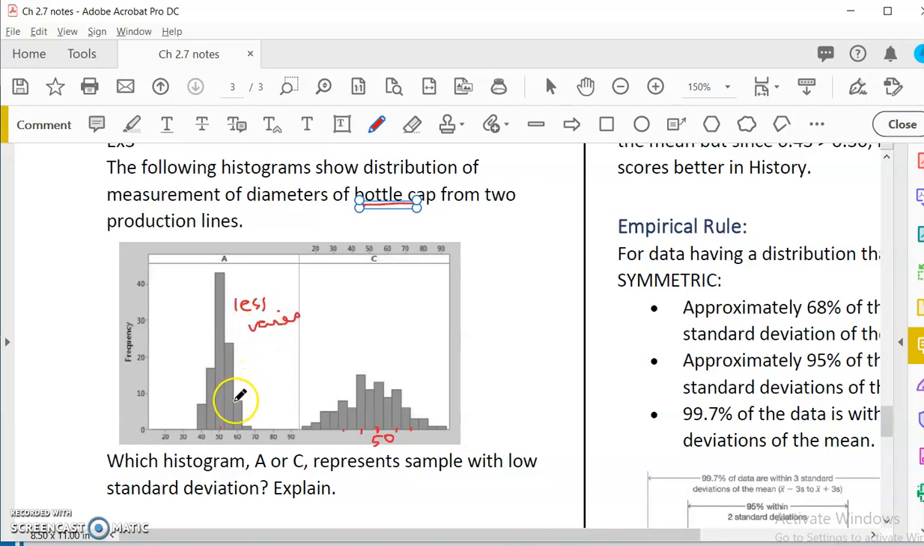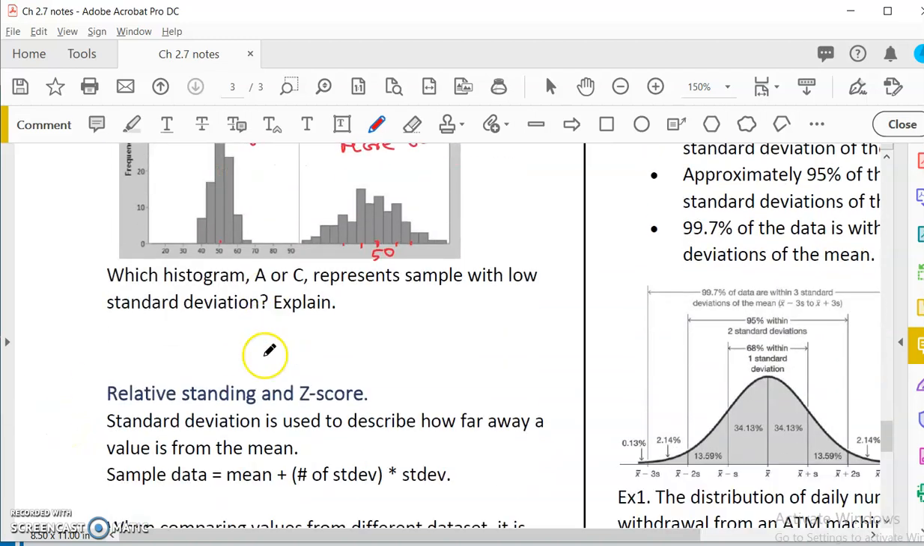So don't be fooled by the fact that they have high frequency, that they must be very varied. No, high frequency means most of the data center around this number. They vary less. These vary more because they are more spread out, and there is a lot of data that is very far away from the mean. So this would have higher standard deviation. We didn't calculate it, but this will be a higher SD, this will be a lower SD. And so if you see a graph of the bottle caps coming out, you want this to be a very skinny histogram.